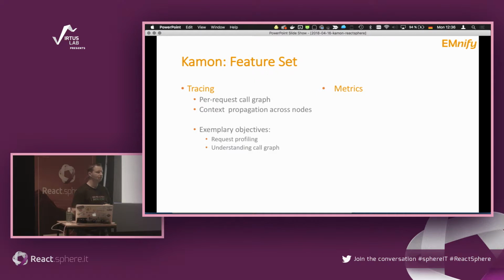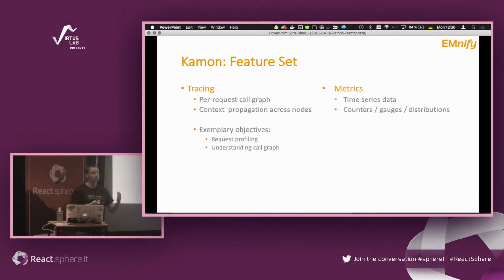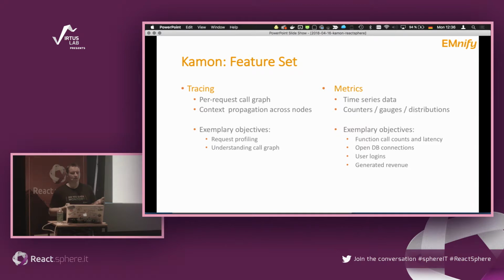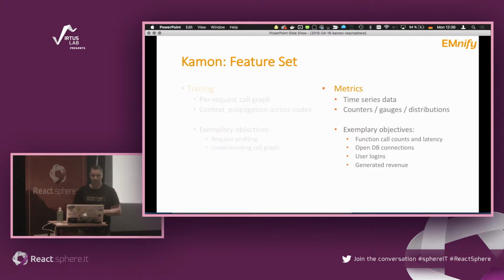When we're talking about metrics collection, we're talking about values that change over time. So time series data stored in a counter or also distributions of certain values. We can, for example, track how often we call a certain function in our code and how long it took to respond, how many database connections are open, but also more business-related metrics like how many user logins did we handle, what's the generated revenue, because if any of these numbers goes down, there's probably something wrong.